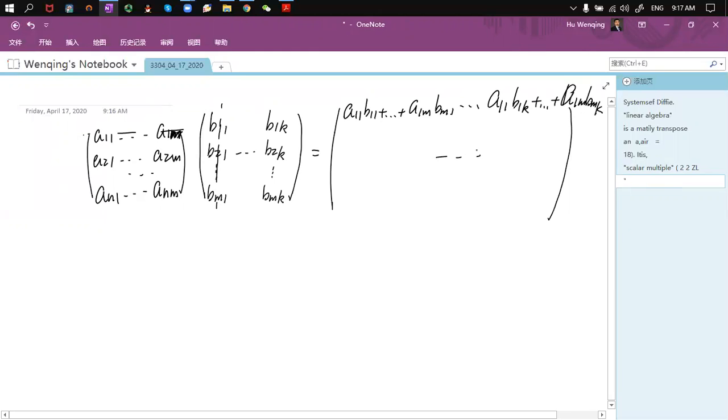So what's the size of this matrix? How many rows do you have? Well, the number of rows is just m, and how many columns do you have? The number of columns is equal to k. So that means you're multiplying an m by n matrix by an n by k matrix. You result in a matrix of size m by k. So this is a non-trivial operation, which we're going to call matrix multiplication.